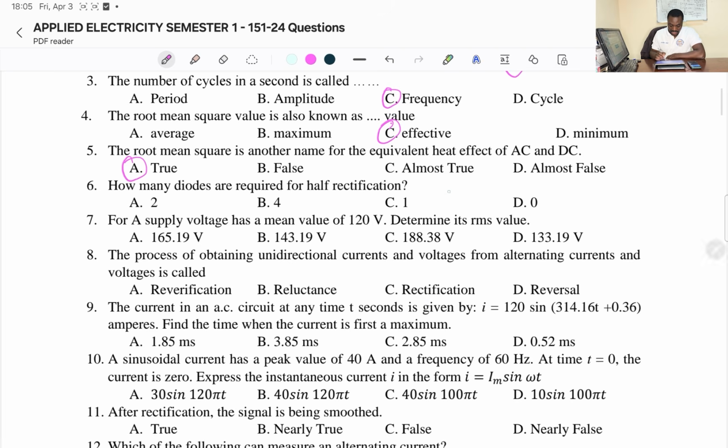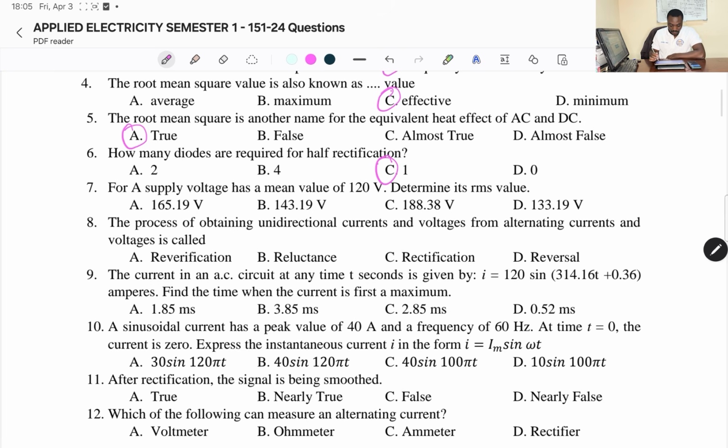How many diodes are required for half wave rectification? We need only one diode. So the answer is C. Question 7. A supply voltage has a mean value of 120 volts. Determine its root mean square value.